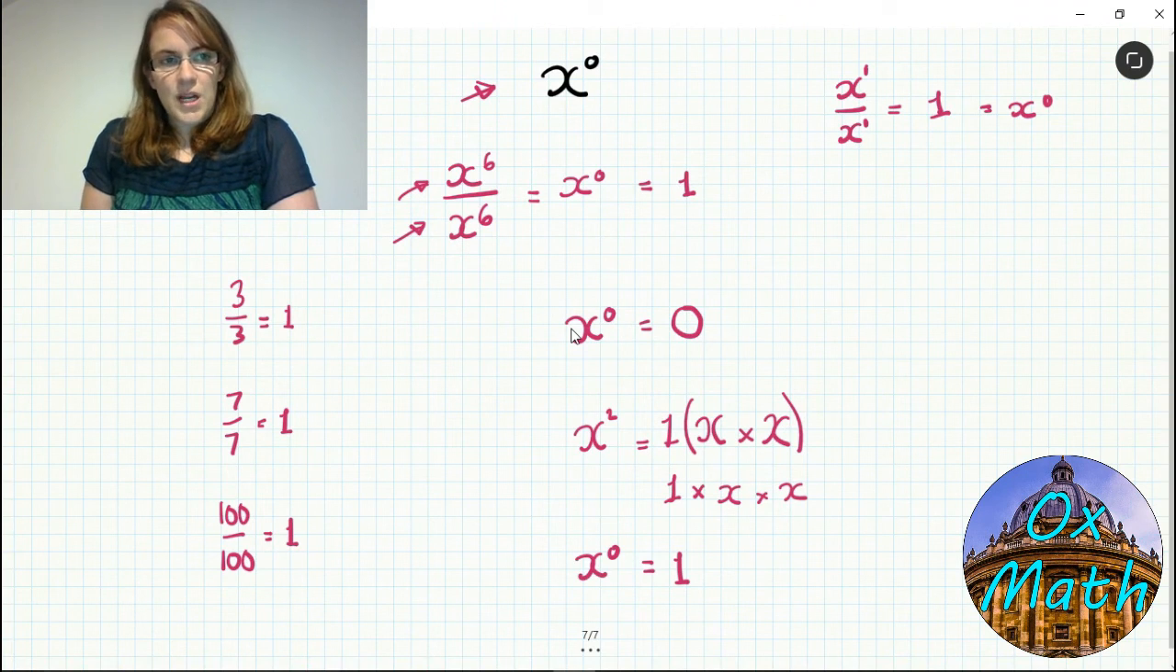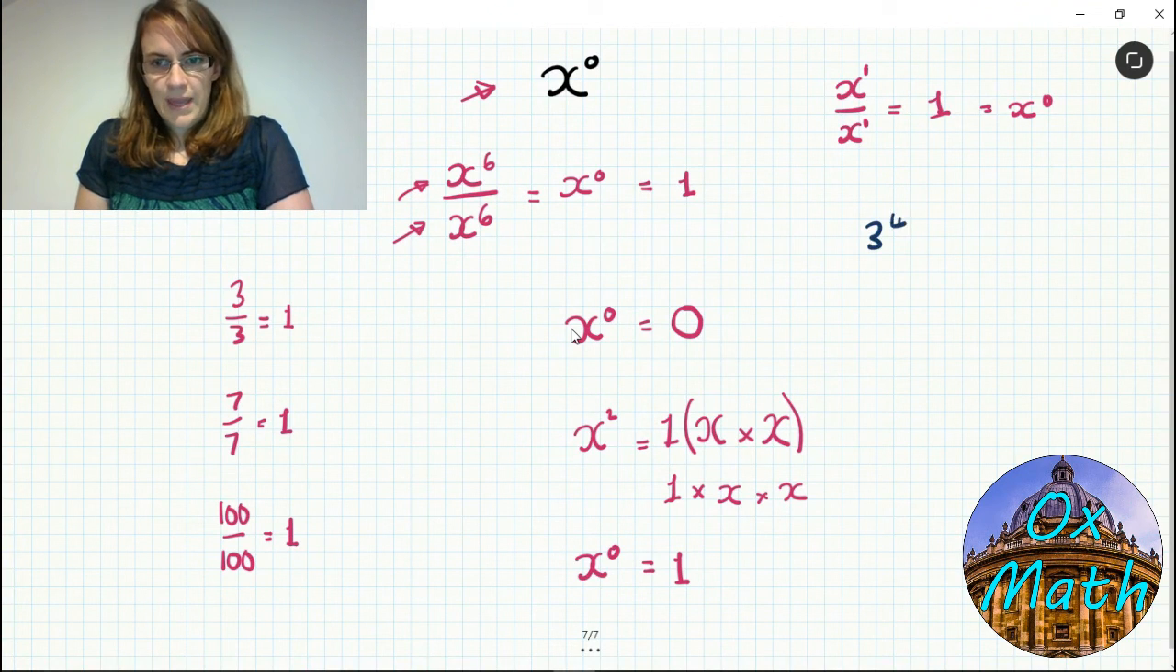If you don't like these explanations, there is another way that people like to think about it, is if we look at the pattern of what happens.